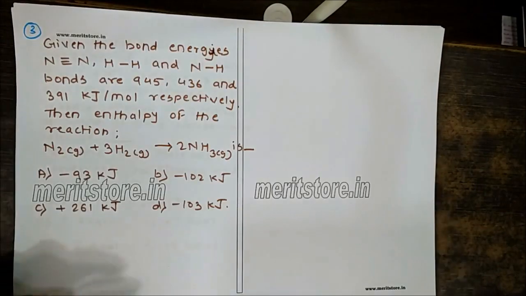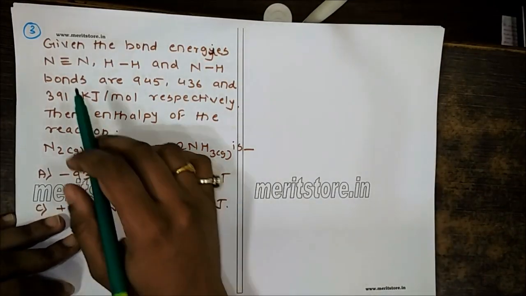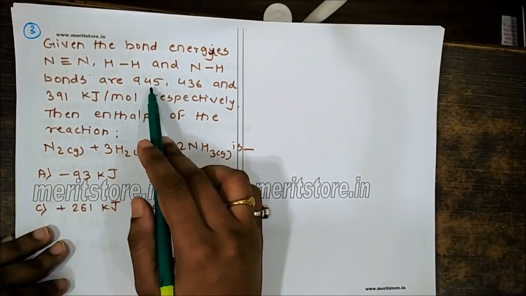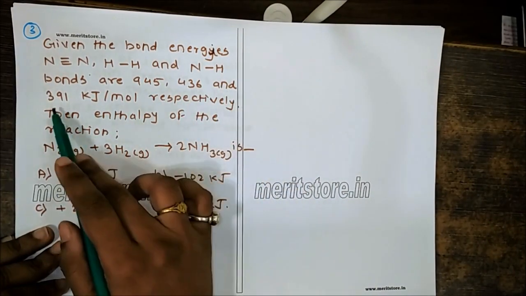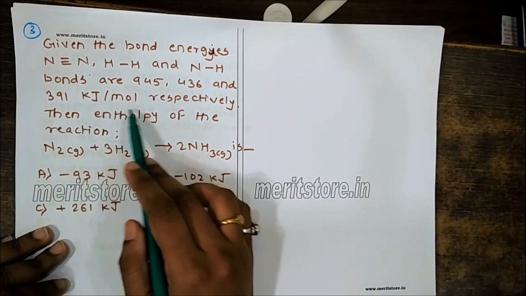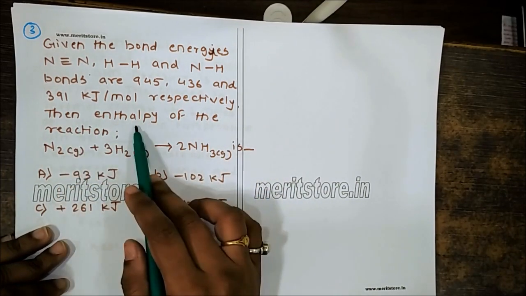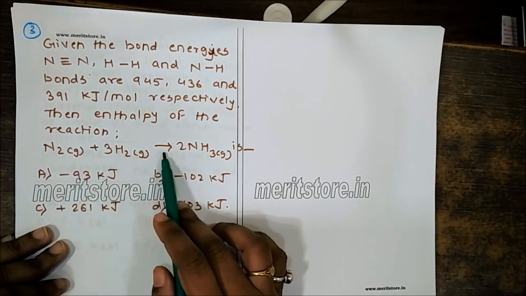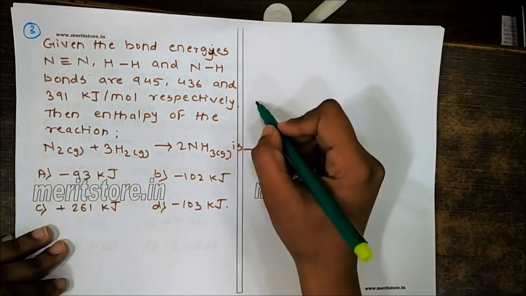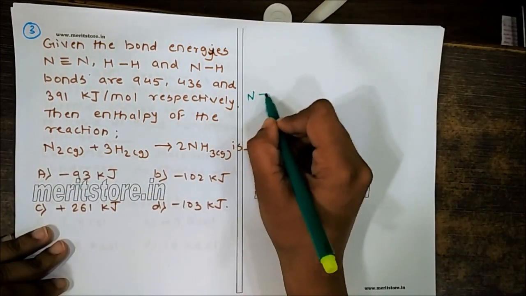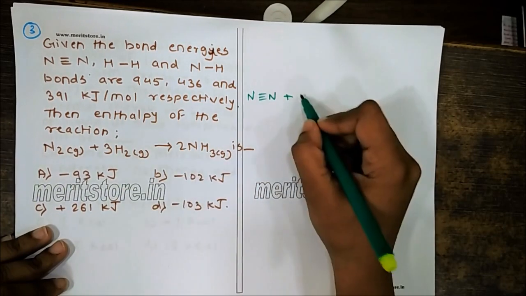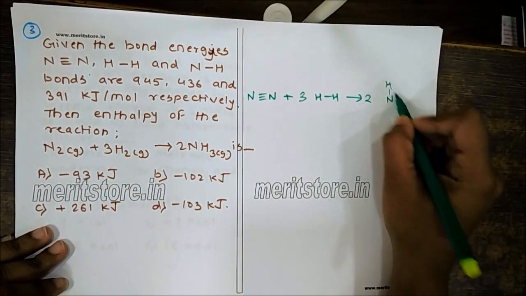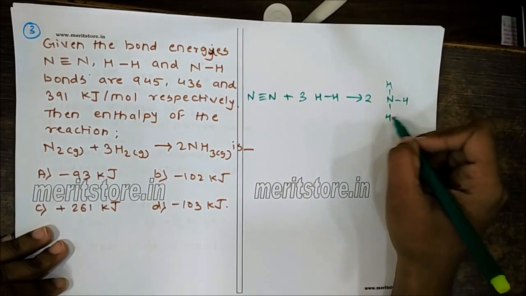The next question is, given bond energies for N triple bond N, H–H, and N–H bonds are 945, 436 and 391 kilojoule per mole respectively, then the enthalpy of the reaction N2 plus 3H2 giving 2NH3. Now when I'm talking about this reaction, there is N triple bond N reacting with three H single bond H, giving twice of NH3 having 3 N–H bonds.